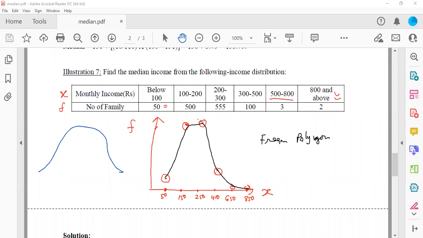Above 6 foot, frequency low; below 5 foot, frequency low; 5 foot to 6 foot, frequency is maximum. So this is the standard. This is called one type of bell-shaped pattern.